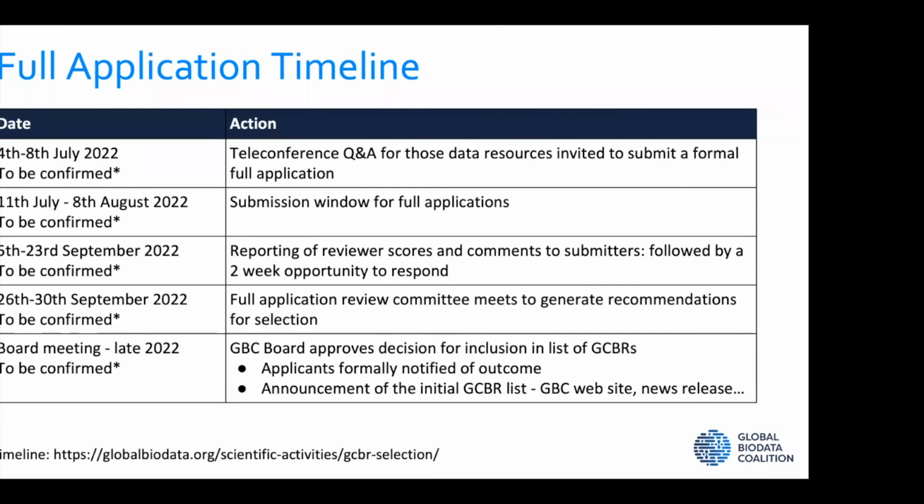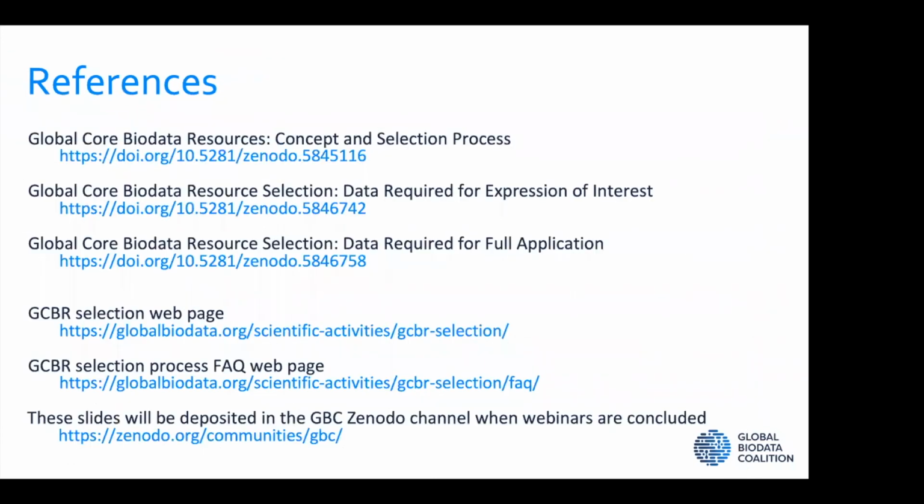Okay. I promised that you'd be given all the references. Here they are. The top one is the primary publication, the Global Core Biodata Resources Concept and Selection Process. There's the link to it on Zenodo. The two supplementary data files, data required for expression of interest and full application, are associated with that primary publication. The GCBR selection webpage. We also have a FAQ, which is being updated as questions come in as a consequence of things like this webinar.